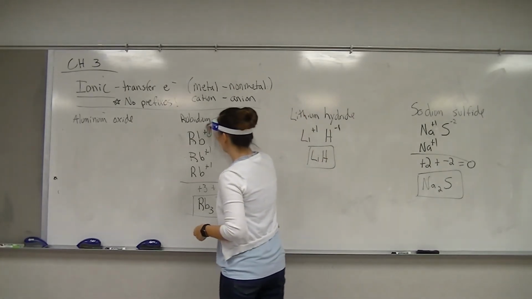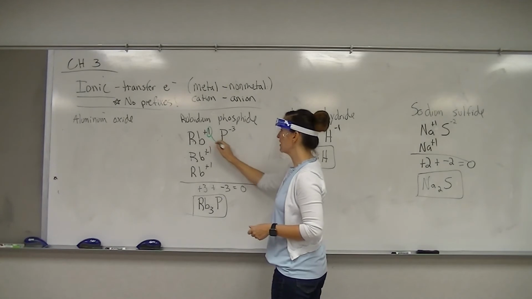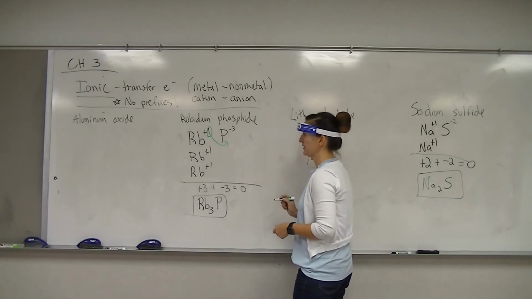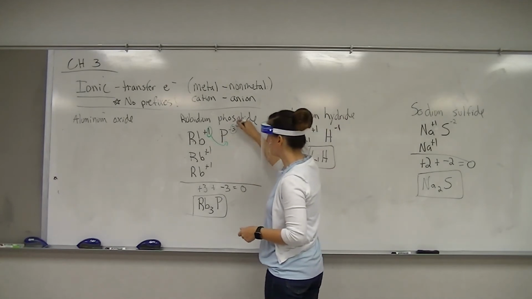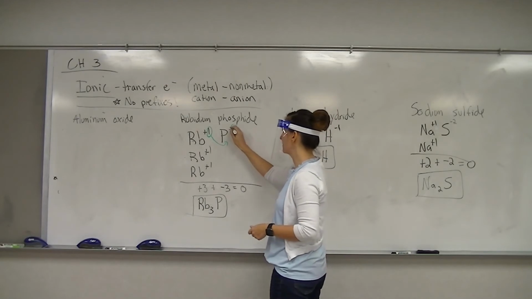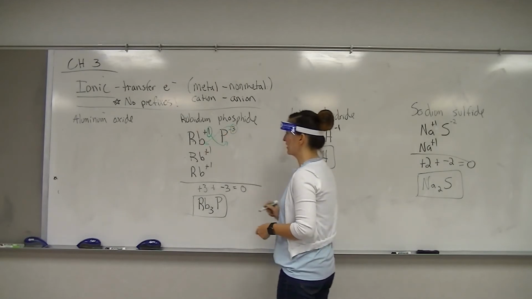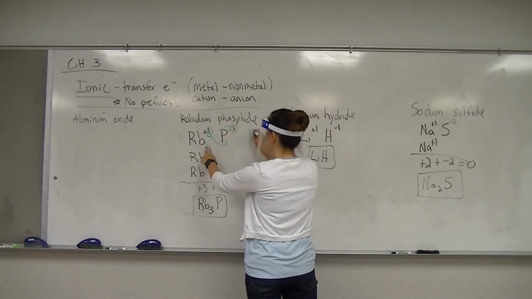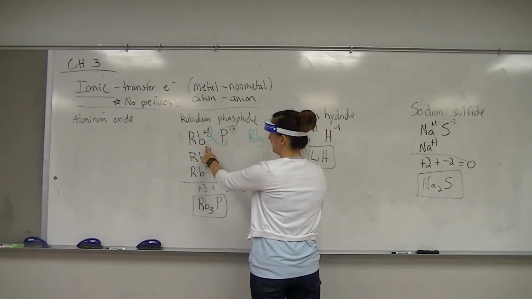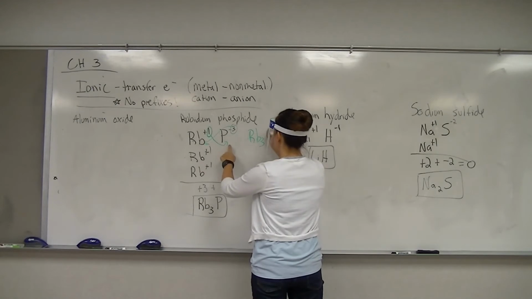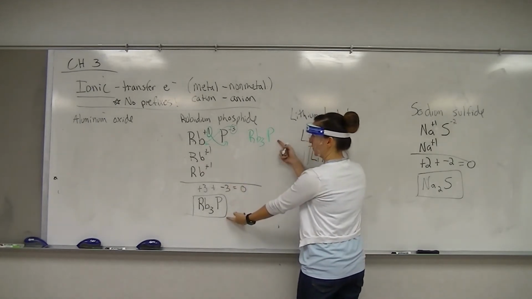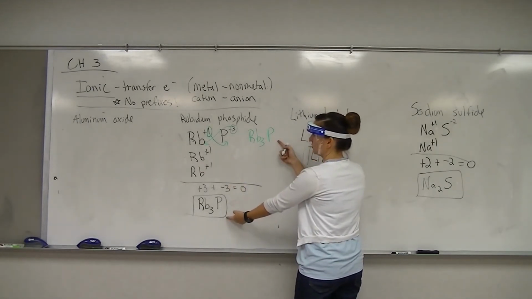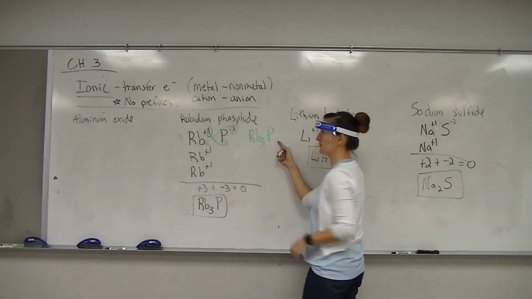So this number 1 is going to be the subscript on phosphorus. And this number 3, not the negative sign, just the number, is going to be a subscript on rubidium. So what I'm saying is I need 3 rubidiums and 1 phosphorus. Same chemical formula. So you can do that as well instead of writing it all out.